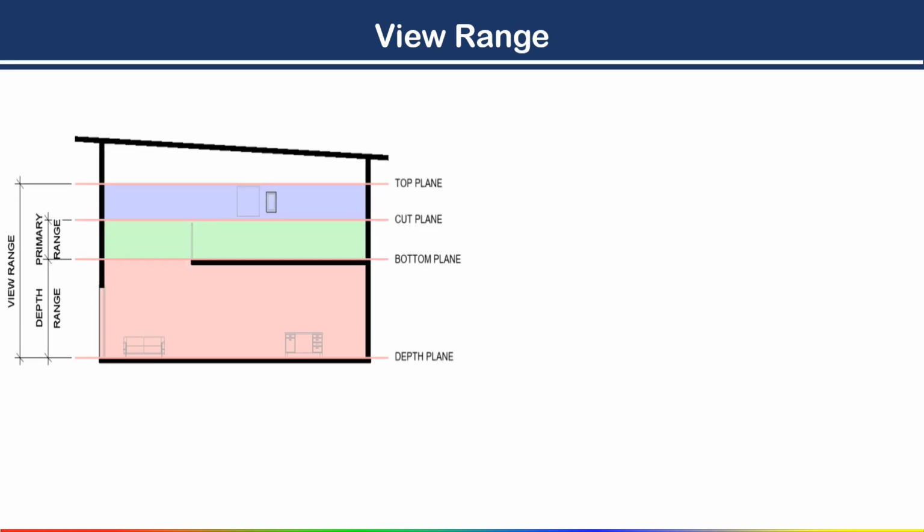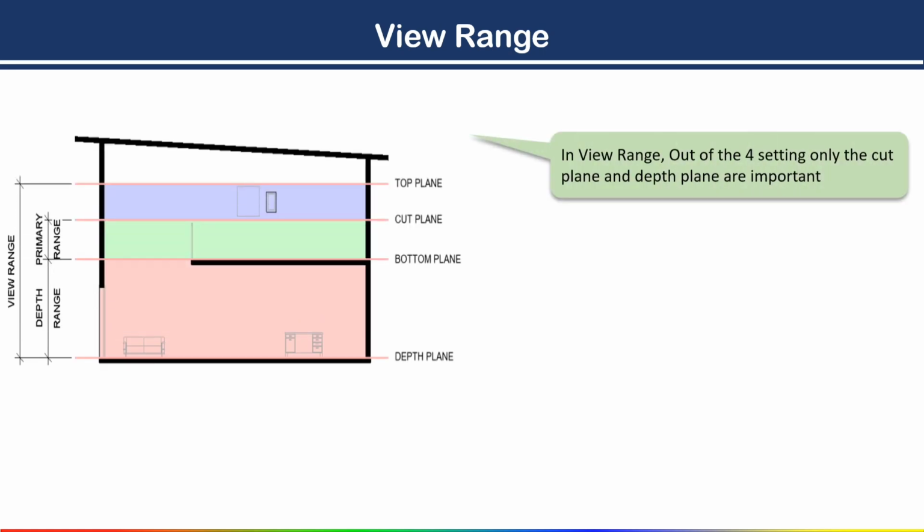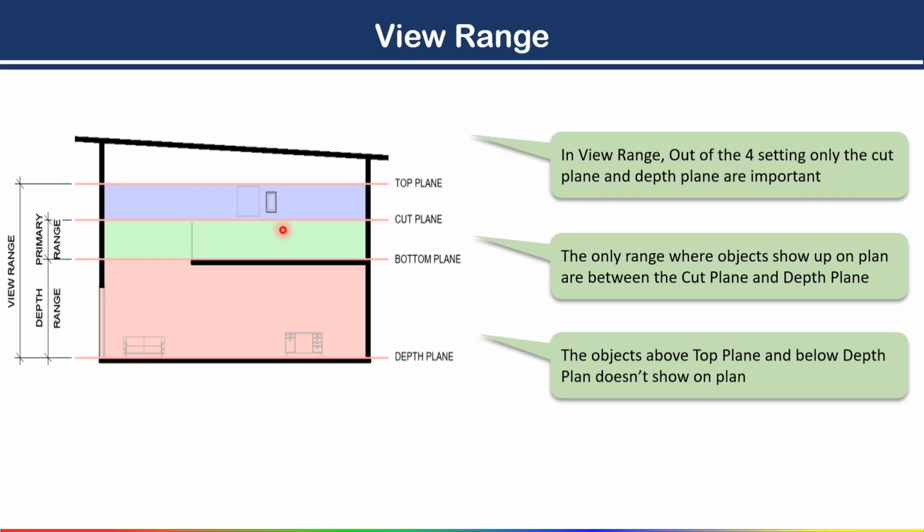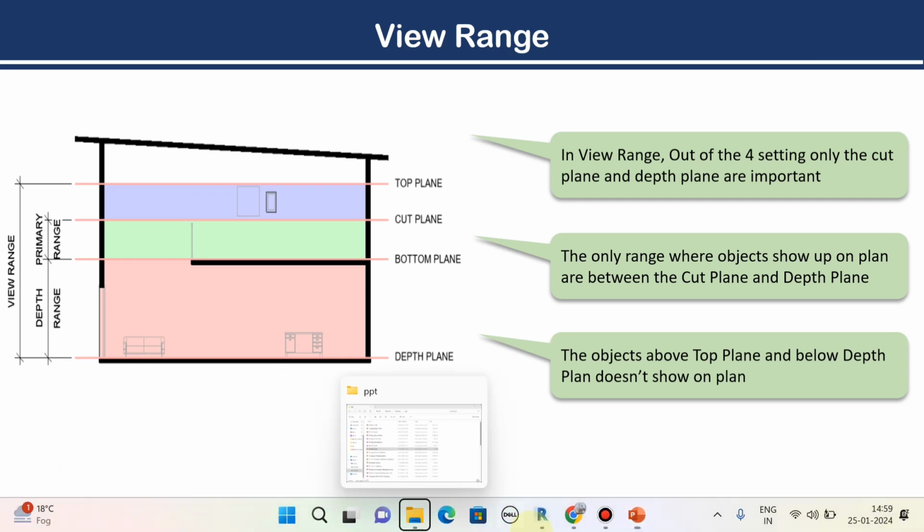Here you can see a section drawing of a room. In view range, out of the four settings, only the cut plane and depth plane are important. The only range where objects show up on plan is between the cut plane and depth plane. You can see here the cut plane and the top plane. Objects above the top plane and below the depth plane do not show on plan. Suppose you have placed an object above the top plane or below the depth plane; that object cannot be visible in your plan view. If you want to see that object, you have to change the settings. I will explain that here.